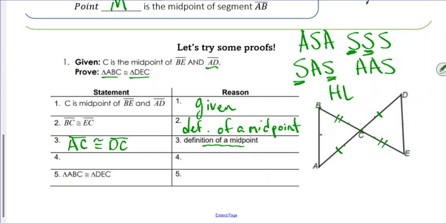So instead, I'm going to use vertical angles here. That angle and that angle, those are vertical angles. So they have to be congruent. So I'm going to say that angle BCA is congruent to DCE by the vertical angles theorem. Angle BCA is congruent to DCE because they are vertical angles.